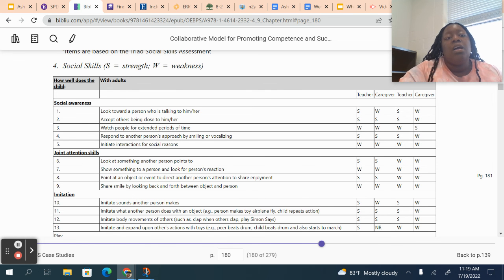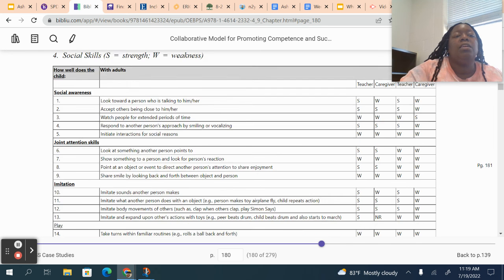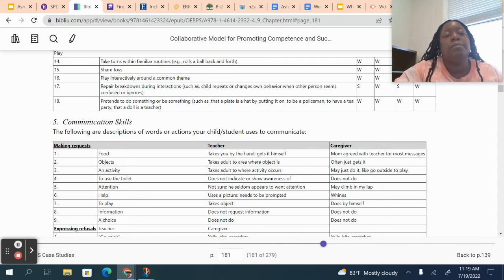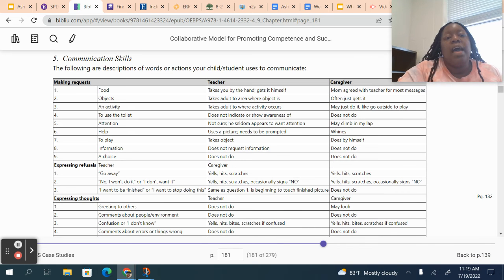After that, we have social skills, and those are listed under S for a strength and W for a weakness. Okay. Do they look toward a person who's talking to them? Do they accept others being close to them? Are they initiating sounds that the people are making? Are they imitating? Are they initiating reciprocal play, that kind of stuff? Are they sharing toys?